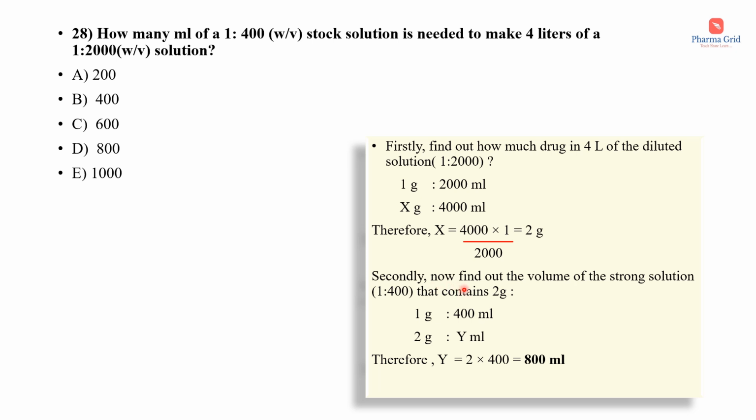And secondly, now find out the volume of the strong solution. The strong solution or the stock solution, the strength is 1:400, that contains 2 gram. So 1:400 weight by volume means 1 gram is present in 400 ml. So 2 gram present in Y ml. Okay, let the volume be Y. Therefore Y is equal to 2 into 400 divided by 1, that is equal to 800 ml. So here the correct answer is option D, that is 800 ml.